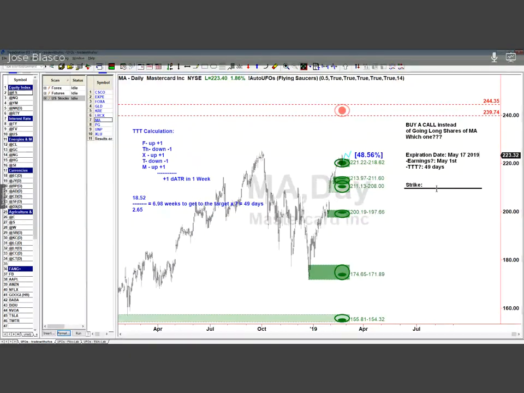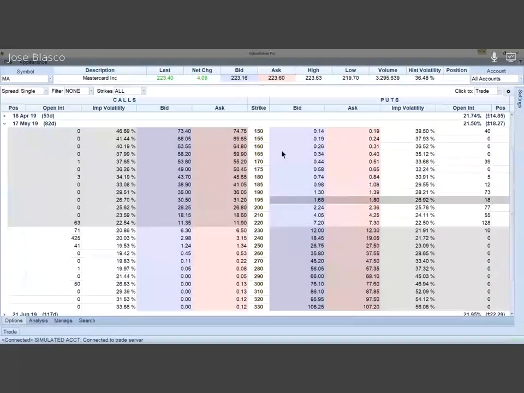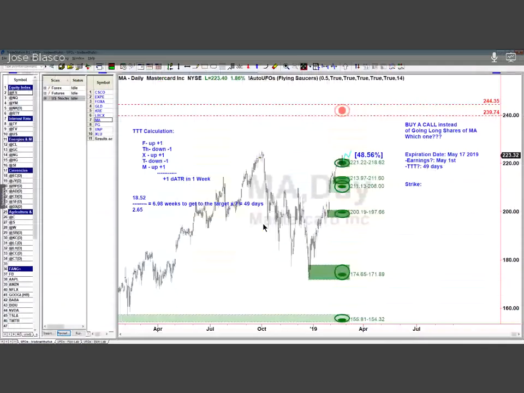And when it comes to strike, now that I know it's May 17, I will expand my list. Now I'm going to look at the nearest number to 221.22, which is 220. So we now know the strike will be 220. We guessed it before, but now we know, because we have seen the proper expiration date expanded, and we do have the 220.